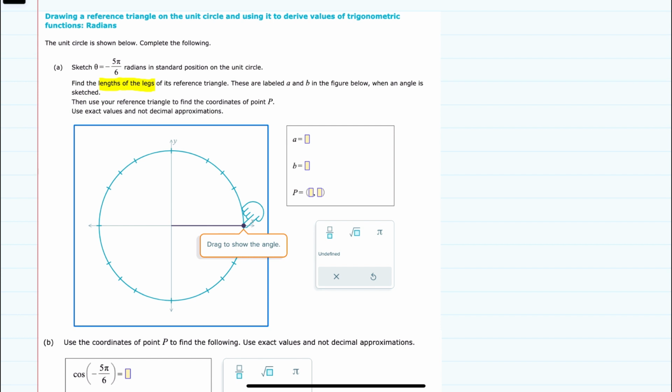And once we have A and B, we'll also know the coordinates of the point P, which is that location on the unit circle. So we'll start by locating theta equals -5 pi sixths. Since we have negative radians, we know we'll be moving this way around the unit circle. Beginning at 0, our special angles here halfway around would be -pi. Halfway between 0 and -pi would be -pi halves.